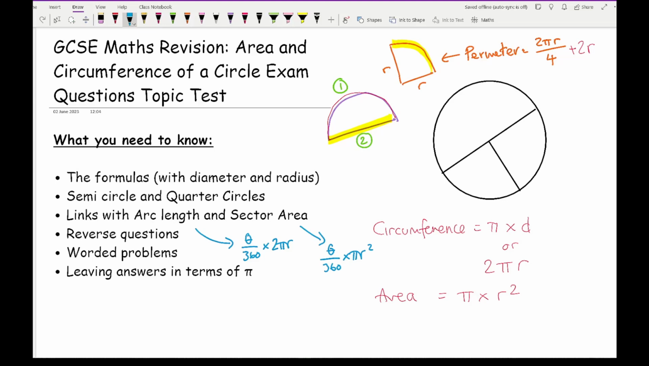Another area where you might leave your answer in terms of pi is if you are working out part of a question where accuracy is going to be key. So rather than rounding your answer partway through a question, you may want to leave it in terms of pi, as that's going to be in its most exact form.